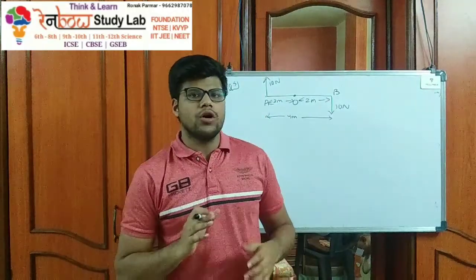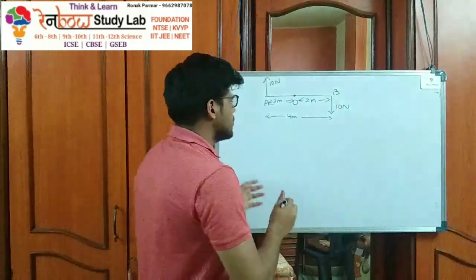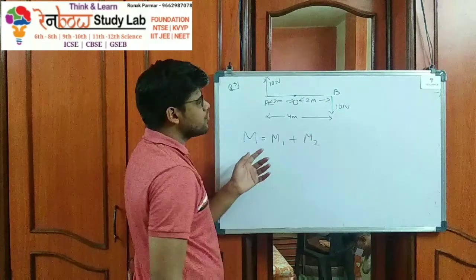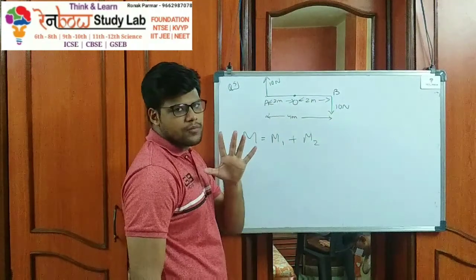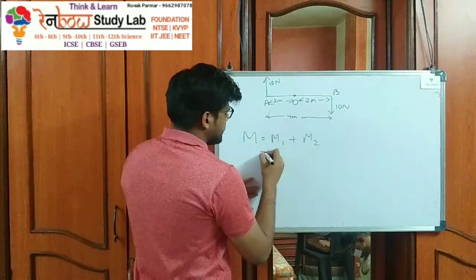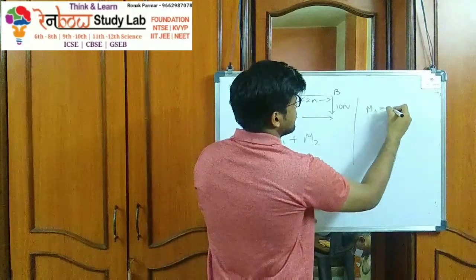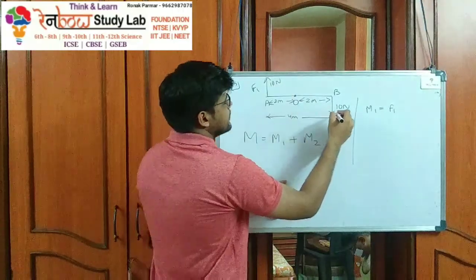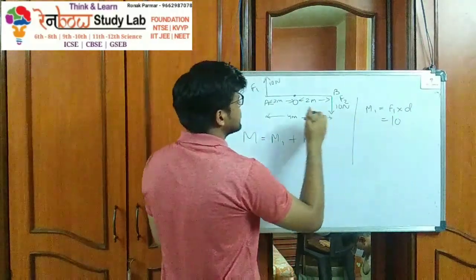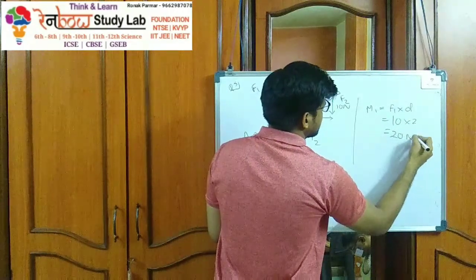In short, they are asking what will be the total moment due to forces at A and B if your pivot point is O. So the total moment will be the addition of two moments, M1 and M2, due to this force and due to this force. Because whenever they are asking for the total resultant, it means add the moment due to all the forces. So we will calculate them separately. Your M1 is force 1, let this be force 1 and this be force 2. F1 into distance. What is your force 1? 10. What is the distance between your pivot point and F1? 2 meter. So this is 20 Newton meter.